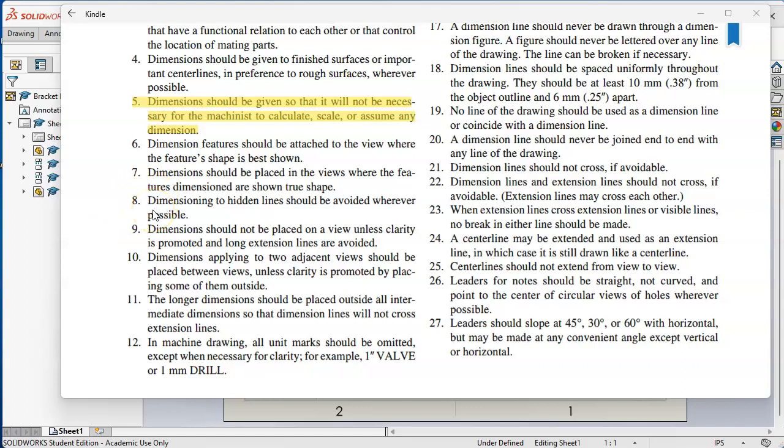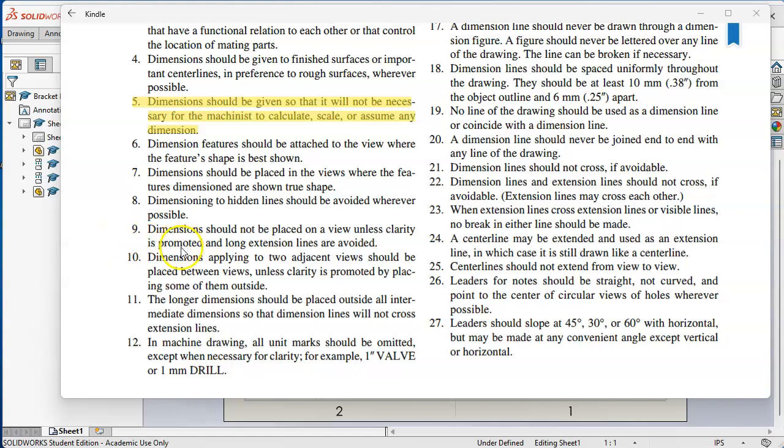Dimensioning to hidden lines, we're going to be able to section, crop, do those breakouts to kind of avoid the hidden lines. There may be times where you go ahead and do it to get it moving, but you want to put in the extra effort to make a nice professional drawing.